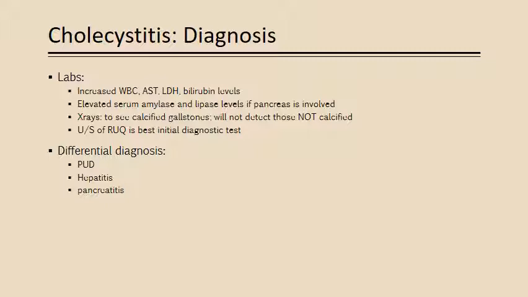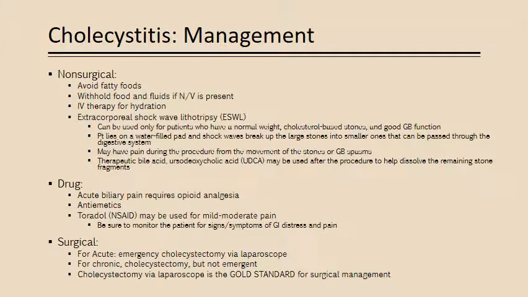Our differential diagnosis, in other words, what else it could be that we have to consider, would be, of course, peptic ulcer disease, hepatitis, and pancreatitis. It mimics those three, so it's very important to distinguish what's really going on. Of course, that's the physician's job, but our job is to get as thorough data as we can to make his or her job as accurate as possible.